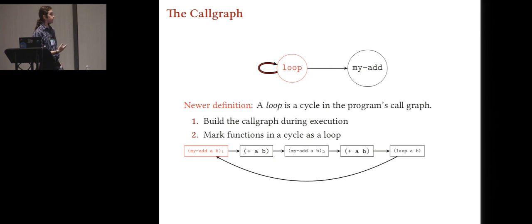And so we just build the call graph during execution, since we're already observing what the program is doing. And when we detect a cycle in the call graph, we mark one of the participants as the start of a loop. In this case, it'll just be the loop function. And now we'll record the entire body of the loop function from beginning to end, optimizing it as a single compilation unit and producing nice tight code.